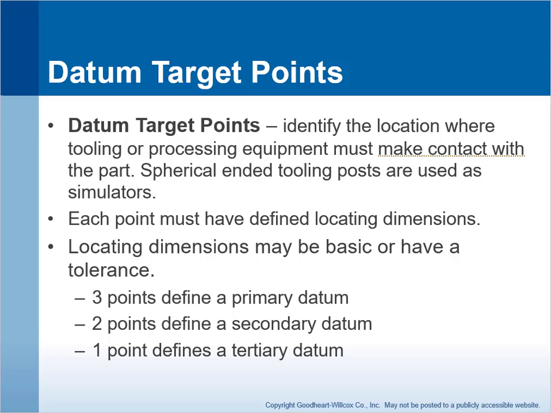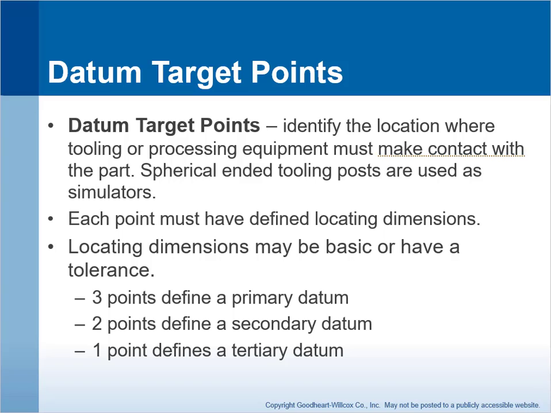So, datum target points identify the location where the tooling or processing equipment must make contact with the part. Again, we keep talking about this in terms of tool design. Datum surfaces defined on a part are typically built into tooling to hold the part, to make sure we have the proper orientation and the proper location between the datum features and the parts that have feature control frames that are located from those datum features. So we use it for tooling.